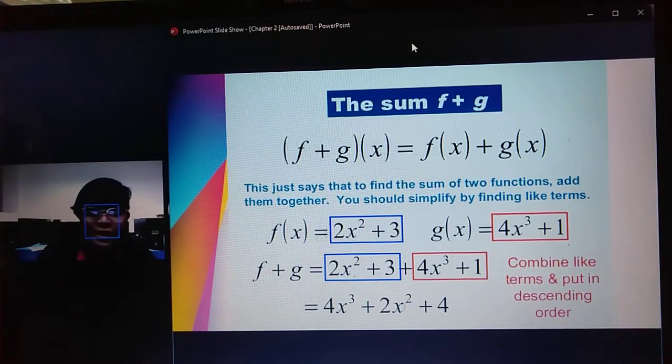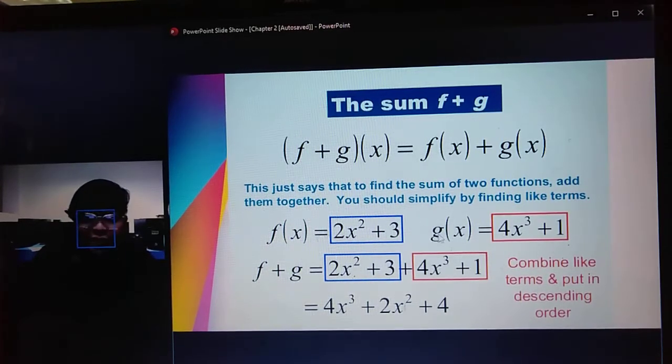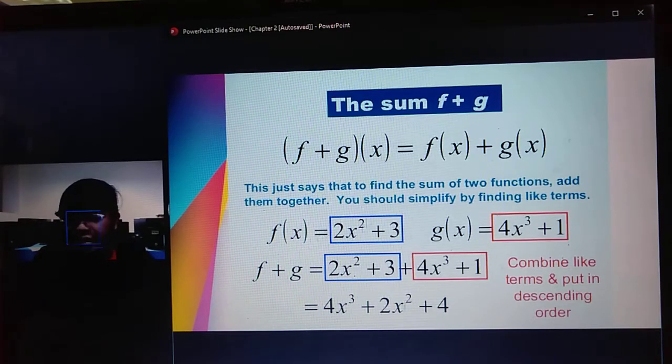For example, our f of x is 2x plus 3, and our g of x is 4x plus 1. Since it's just addition, then simply add, combining like terms. As you can see, we cannot add 2x squared and 4x cubed. Why? Because they are different in terms of their exponent. This one is x squared, and that one is x raised to 3, x cubed.